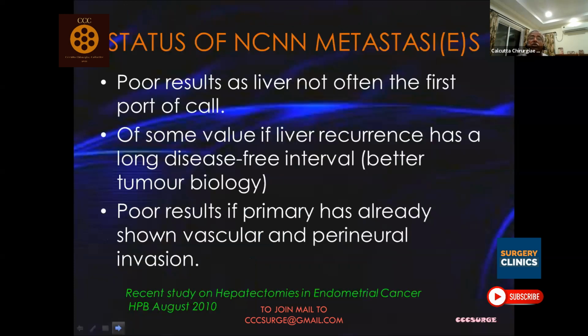Okay, so non-carcinoid metastases, poor results as liver, and I told you the breast and lung, they spread elsewhere. So poor results, liver is not often the first port of call. Of some value if liver recurrence has a long disease-free interval, which means you have a better tumor biology. But poor results if primary has already shown vascular and perineural invasion. So this was the ultimate thing. Colorectal metastases, go in for resection. Neuroendocrine cancer, go in for resection. Anything else, be very, very cautious.